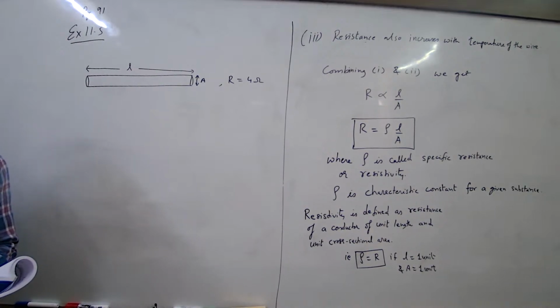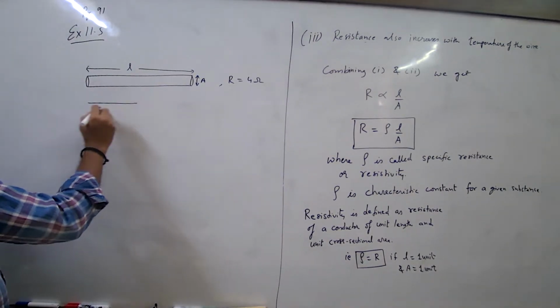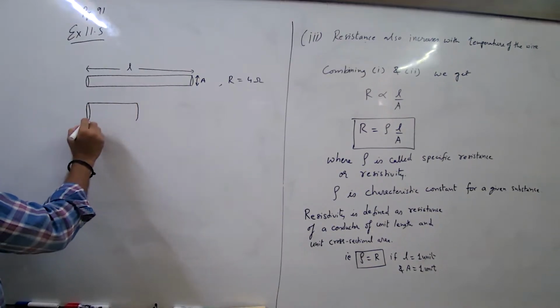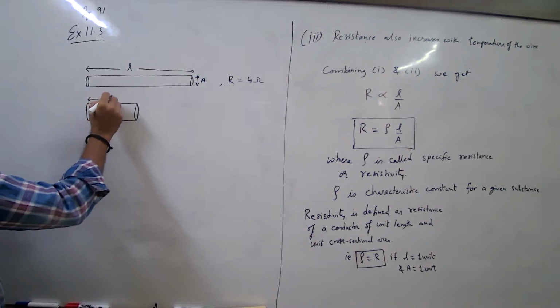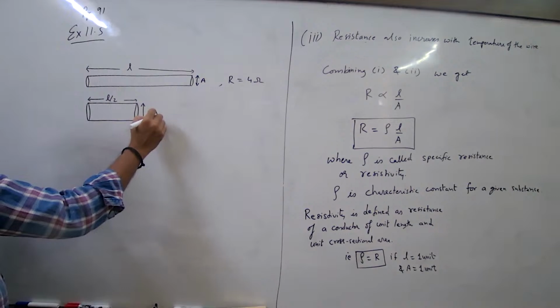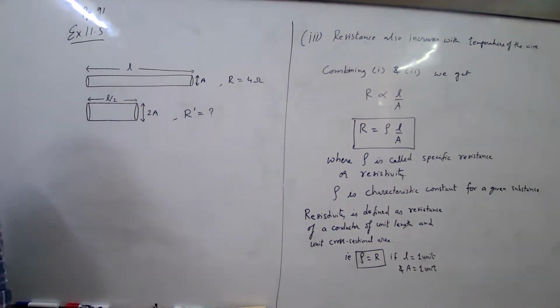Now, what would be the resistance of another wire of the same material having half the length and double the area of cross section? So now we have another wire whose length is half and area of cross section is now double. So now you have half of the length. You have to find R dash is equal to what? What is the new resistance? That's what you have to find.